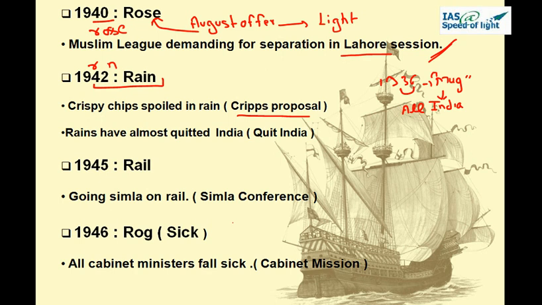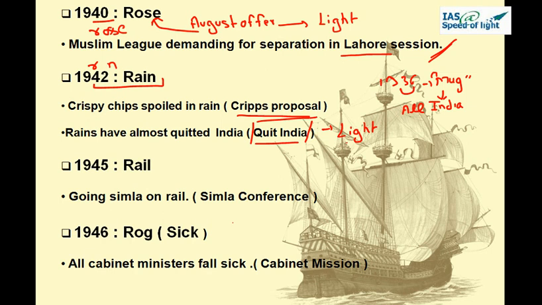Rains have almost quit India. So Quit India Movement in 1942. Initially we linked it with Lord Linlithgow also, that is, light has also left India, and rains have also left India. So no rains, no light. Rain is RN 42. 1942 we linked to information: Cripps Proposal, that is crispy chips, and Quit India.